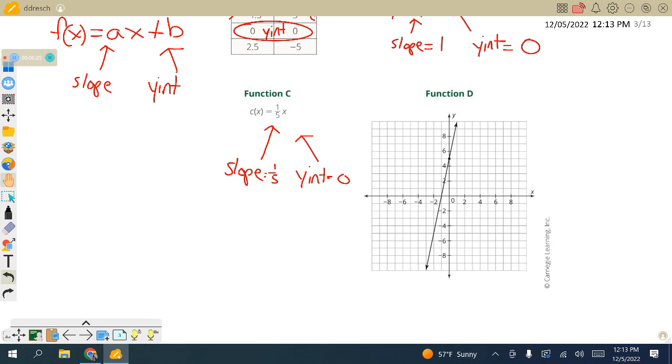Last but not least, let's go identify the last one. It's a graph. On a graph, the y-intercept's the quick one. Where is it crossing the y-axis at? The y-intercept is at 5. Now, how do we calculate the slope? It's not terrible, but we gotta make those steps, right? The rise and run.